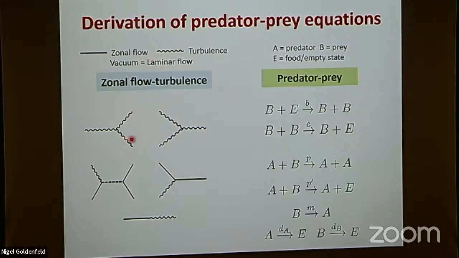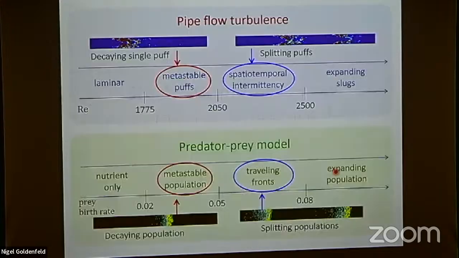And if I look at these, and remember that A is the predator and B is the prey, there's a kind of wave-particle duality. Every possible diagram here corresponds to every predator-prey interaction that I'm showing you here on the left. So here, for example, zonal flow and turbulence meet, something happens, and turbulence dies, and you get more zonal flow. That is the reaction A plus B goes to A plus A. So there's this map. Okay, so now you have a very simple question.